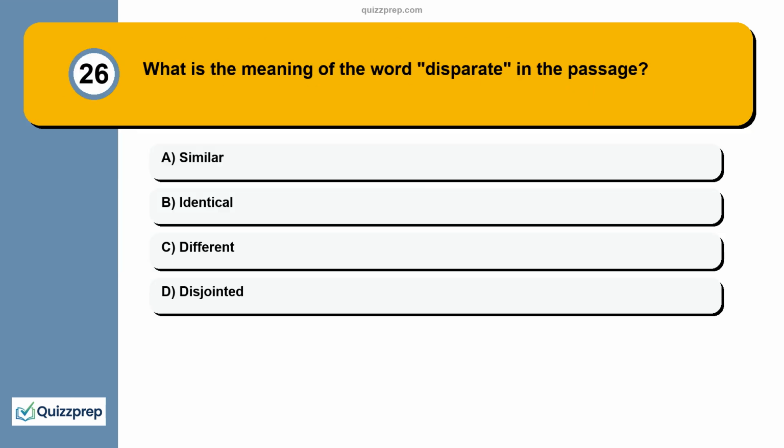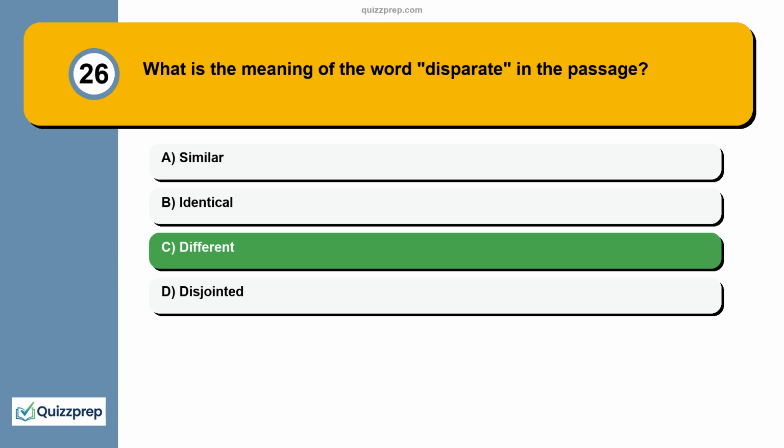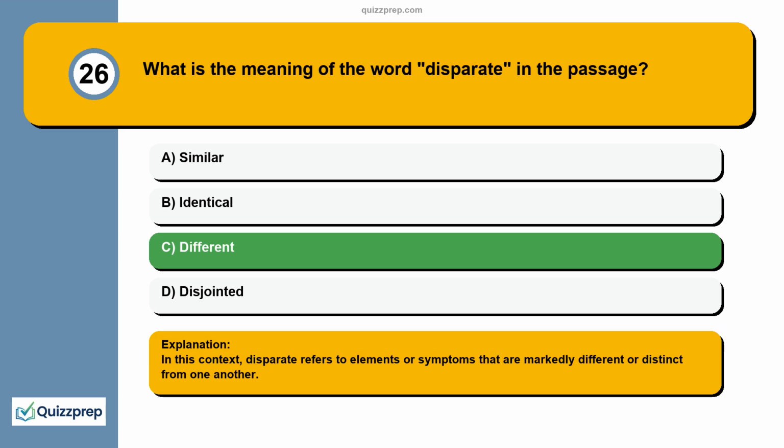Question 26. What is the meaning of the word disparate in the passage? Similar, identical, different, disjointed. In this context, disparate refers to elements or symptoms that are markedly different or distinct from one another.